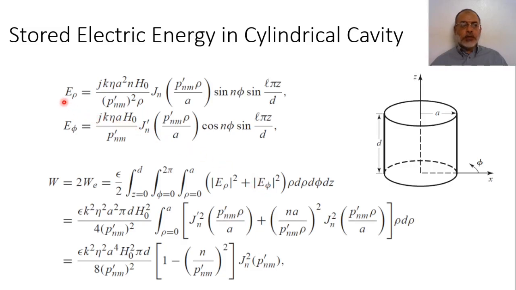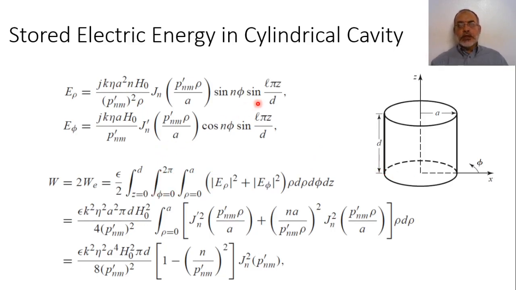As we mentioned in the previous slide, this is E rho and this is E phi. So we are going to take the magnitude of E rho squared and the magnitude of E phi squared, and we are going to integrate it with respect to rho d rho d phi dz, which is the volume of this circular cylinder. The value of rho is going from 0 to a. The value of phi is from 0 to 2 pi, and the value of z from 0 to d.